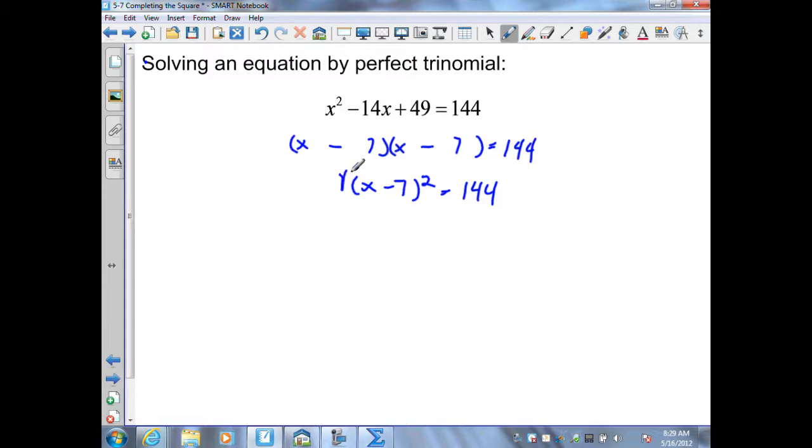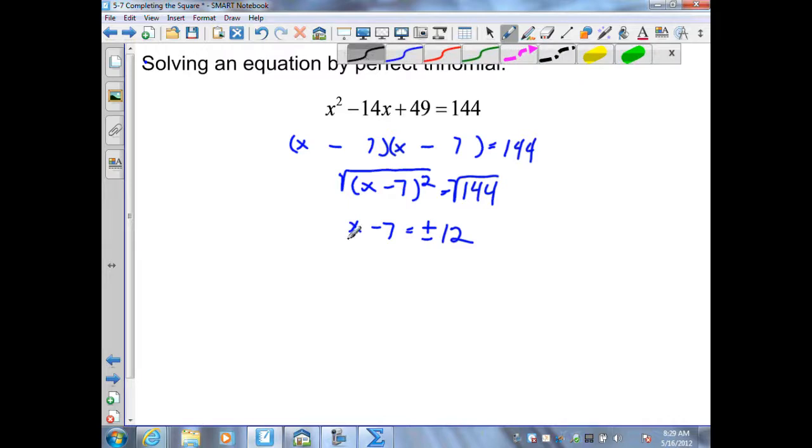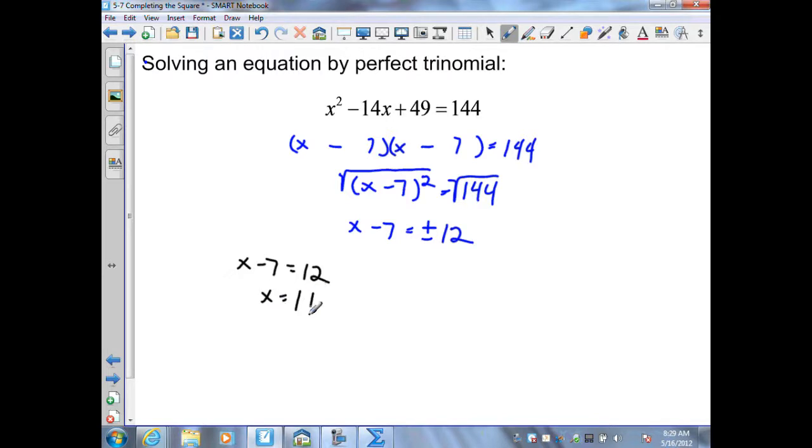Now I can take the square root of both sides, and that gives me x minus 7 equals plus or minus 12. Now I can solve two equations, one being x minus 7 equals a positive 12. When I add 7 to both sides, x equals 19, and x minus 7 equals a negative 12. When I add 7 to both sides, I get x equals a negative 5. Therefore, my two solutions are 19 and a negative 5.